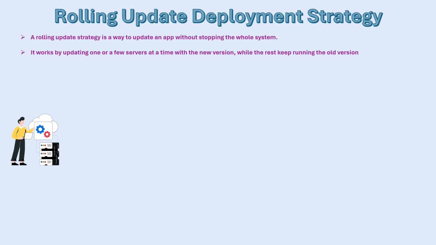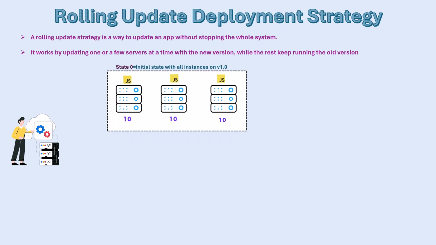So today we are diving into one of the most reliable ways to deploy application updates without downtime, which is the rolling update strategy. So what is rolling update strategy? It's a way to update your application without taking down the whole system. It works by updating one or a few servers at a time with the new version while the rest keep running the old version. Let us understand it visually.